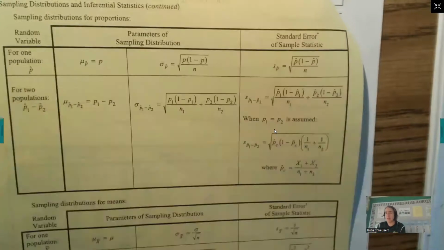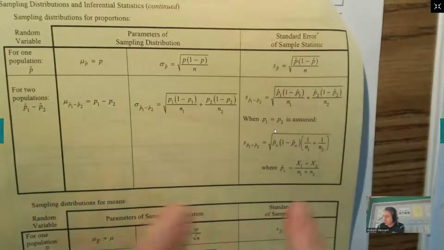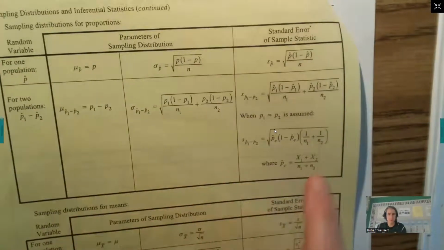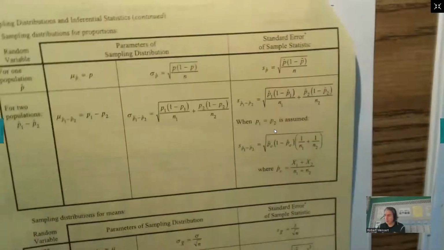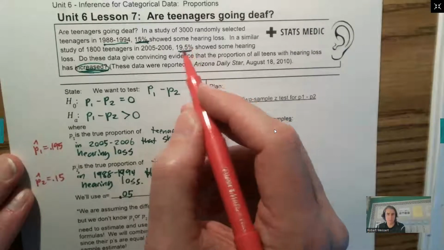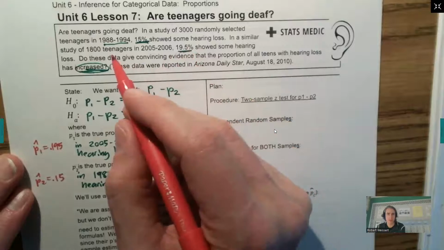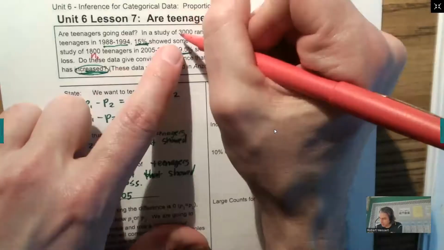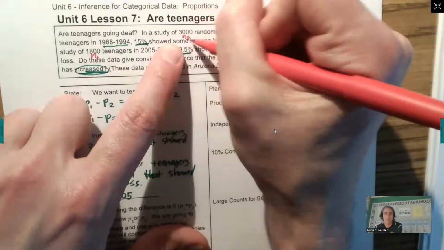So when we're doing a test, we assume there's no difference. We assume they're equal to each other. So we actually are going to calculate this thing called PC. And that's your pooled proportion. Now, what is that? Well, it's basically a weighted average of your two proportions. So let's lean into what we have over here. We have 19.5% showed some hearing loss of the 1800. So this would be like your N1, and then of the 3000, that would be our second one.